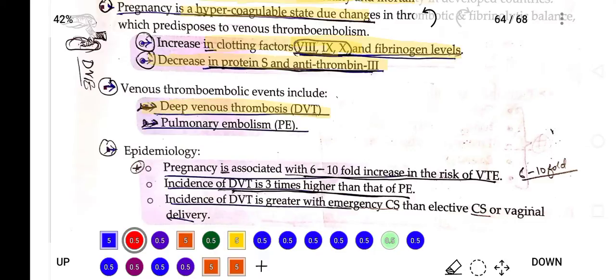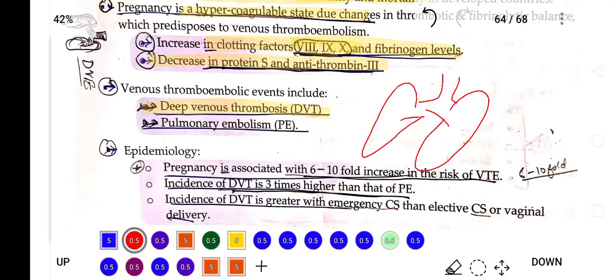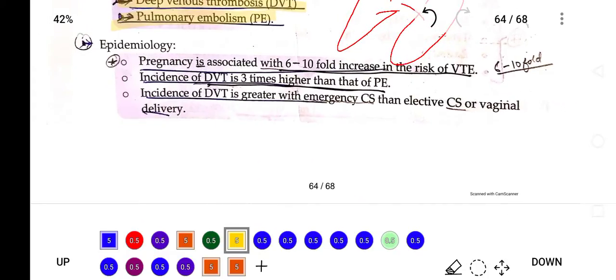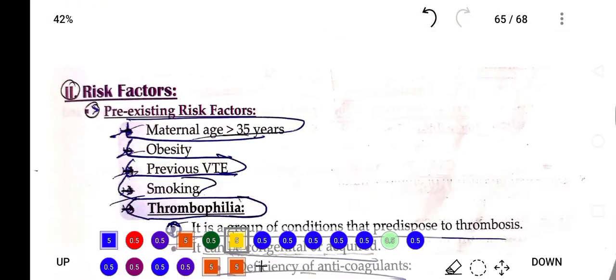And when that clot travels from the veins into the lungs, that condition is pulmonary embolism. Pulmonary embolism is a very dreadful condition. It can create a lot of problems for the mother, and maternal mortality can occur. So in this way this condition occurs.